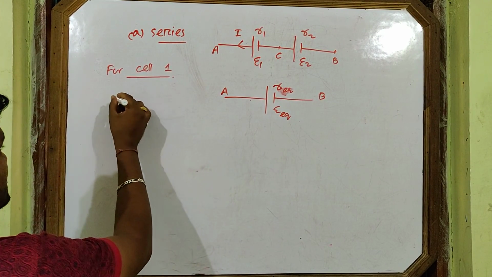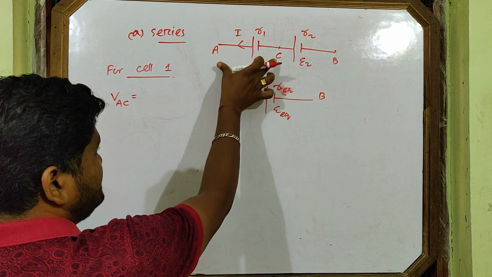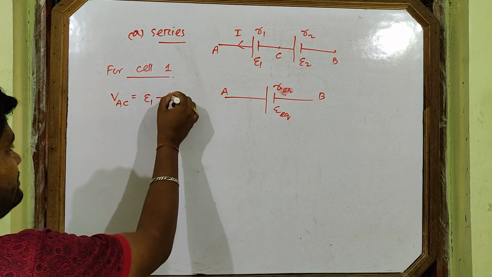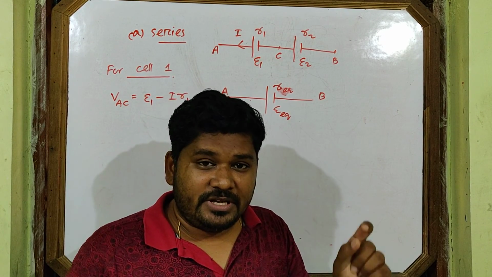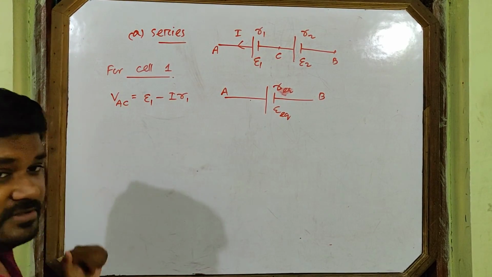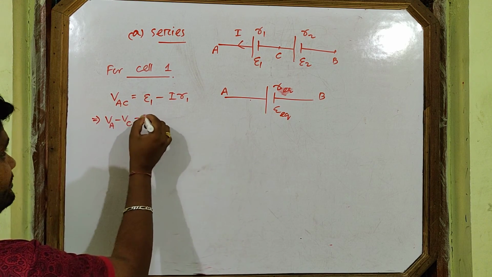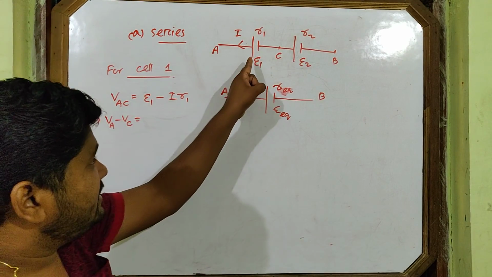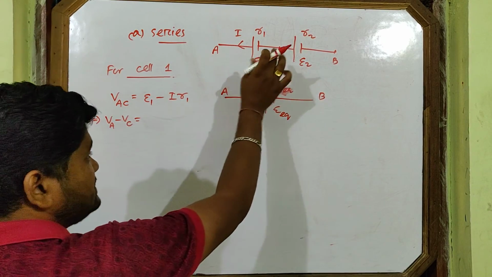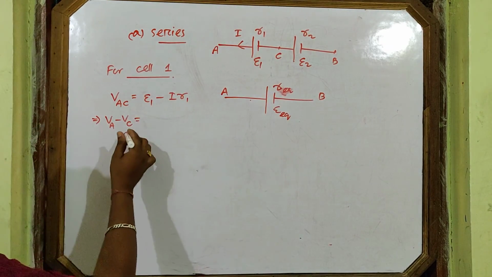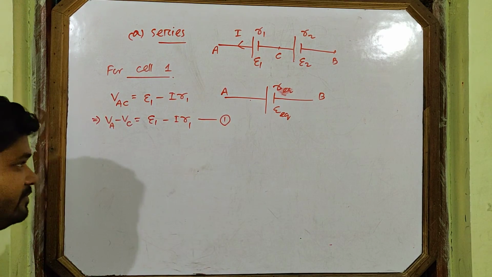So for cell 1, the terminal potential difference between A and C, V_AC, is equal to E1 minus I r1. Is it right? V is equal to E minus Ir. This is the discharging condition. So V_AC can be written as VA minus VC. A is of higher potential, and C is of lower potential. I am telling this only for that cell, for cell 1 only. So V_AC is E1 minus I r1, equation number 1.